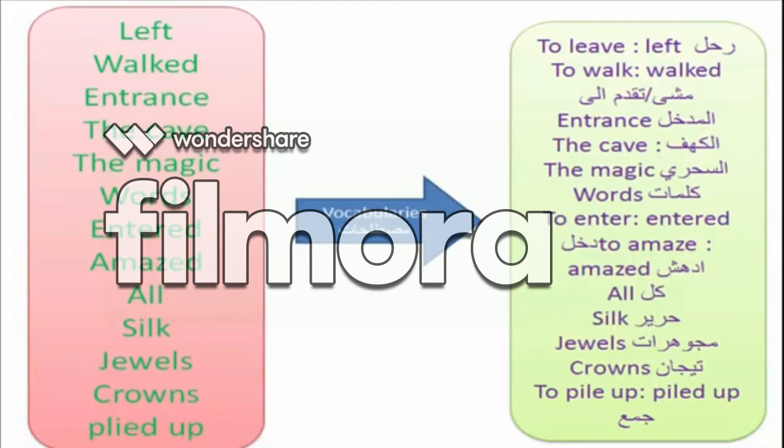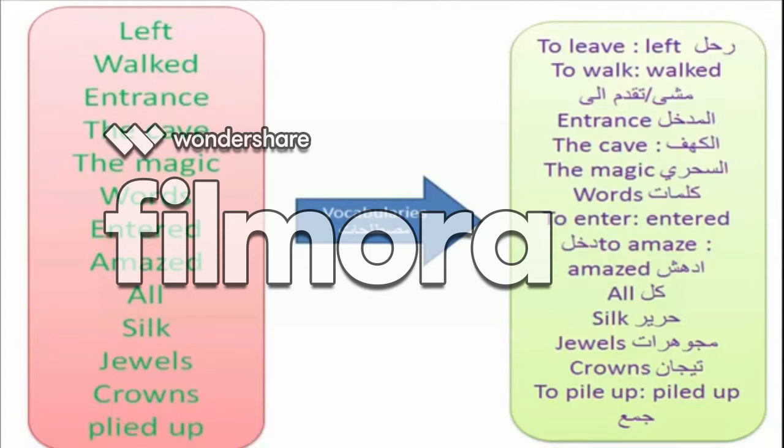Now let us explain the meaning of those words in Arabic language on the right side. The verb to leave رحل أو ترك. In the past it becomes left. It is irregular, no change from I till they. And we have another verb which is to walk. L is silent. And the past becomes walked. Notice here D, it is pronounced T. It is spelled D but pronounced T. And it is regular. We add ed to the past.